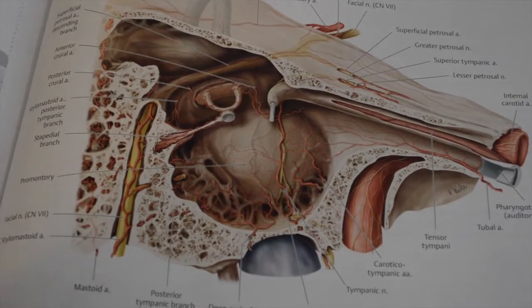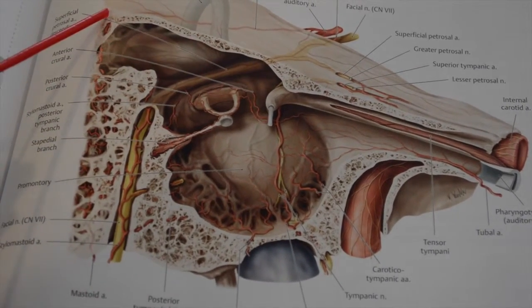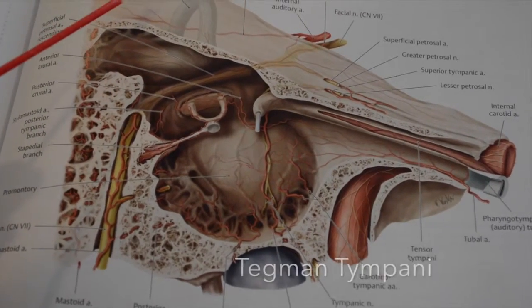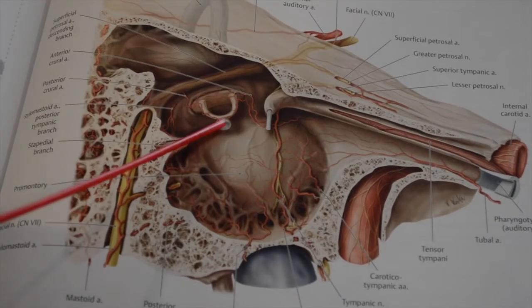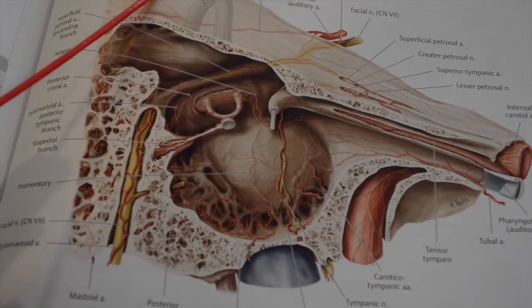On the opposite end, we have the superior wall, which is up here. The superior wall is made up of the tegmen tympani, which is a thin sheet of bone separating the middle ear cavity from the meninges.